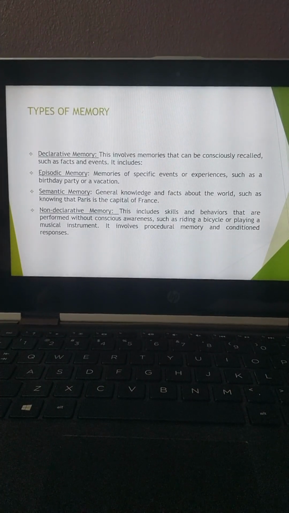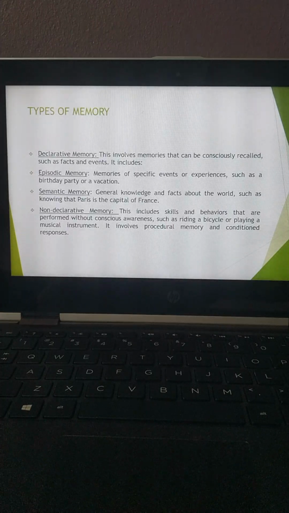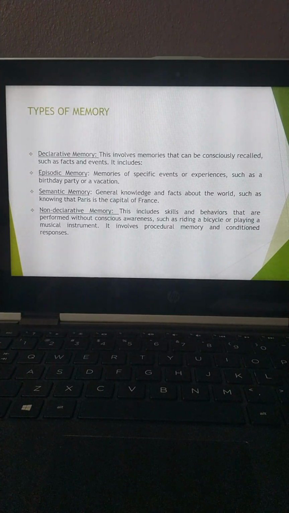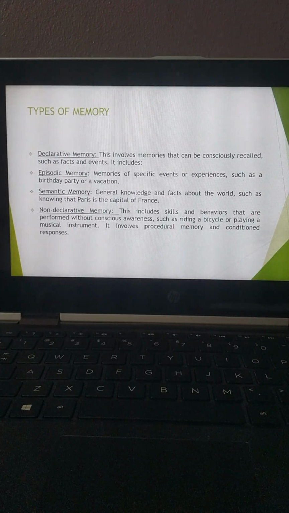Types of memory. The first is the declarative memory. This involves memories that can be consciously recalled, such as facts and events. It includes the episodic memory, memories of a specific event or experiences, such as a birthday party or a vacation. Or the semantic memory. The semantic memory has to do with general knowledge and facts about the world, such as knowing that Paris is the capital of France.